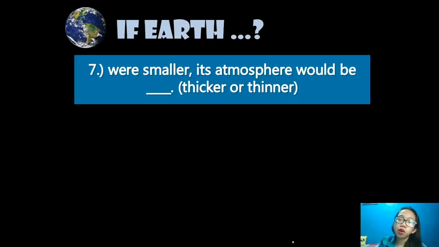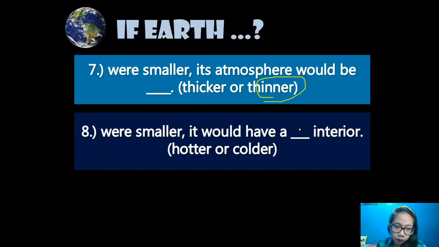Okay, number 7, if Earth were smaller, its atmosphere would be. Okay, so this is related to the differentiation process that we have mentioned earlier, and also the amount of gravity our planet could produce. So if we were smaller, we would have a thinner atmosphere. Because there would have been less elements that would have differentiated as our oxygen, and we would have attracted less materials if we were smaller.